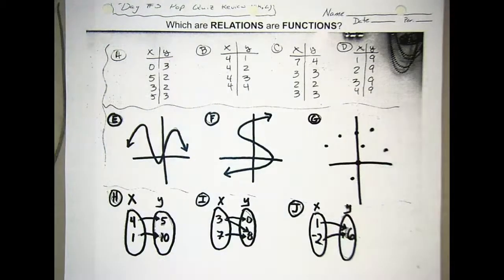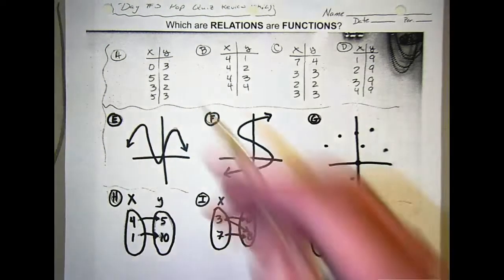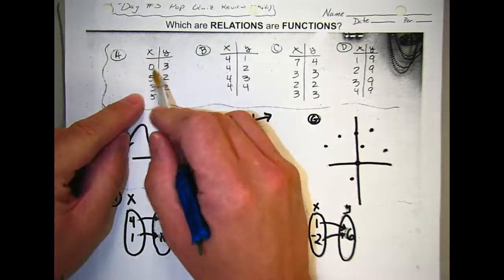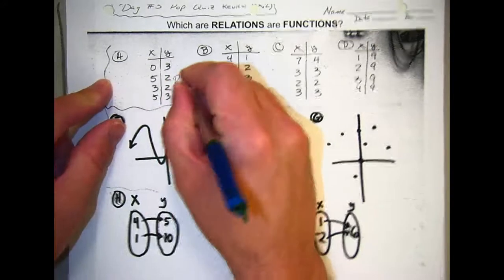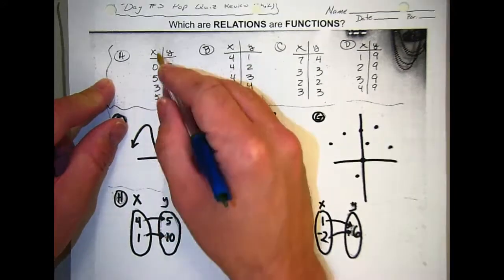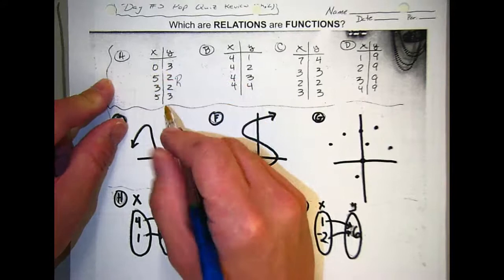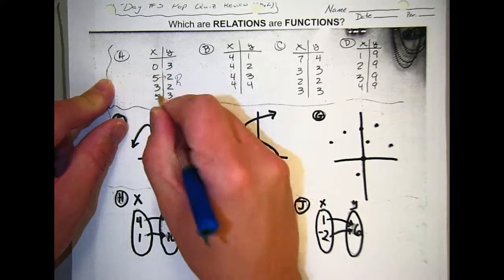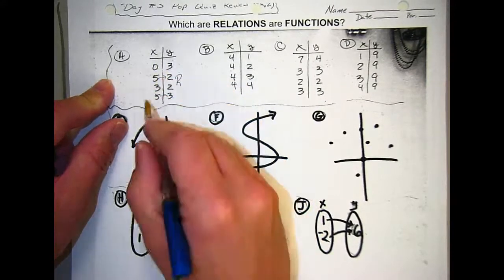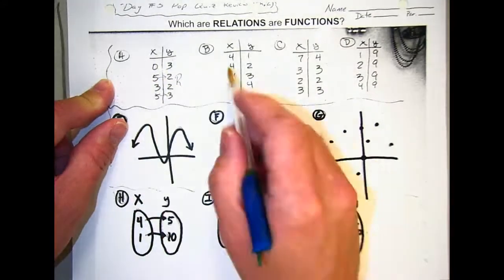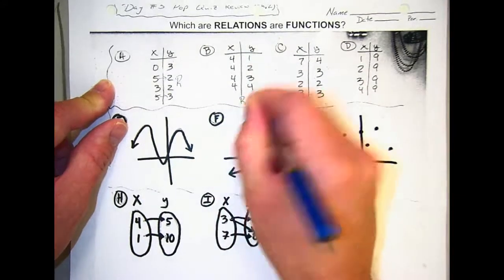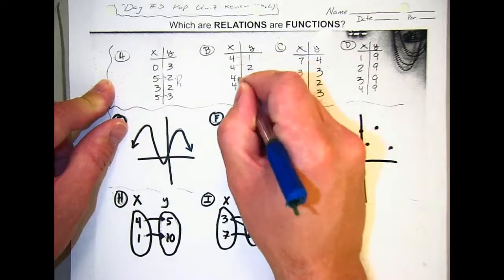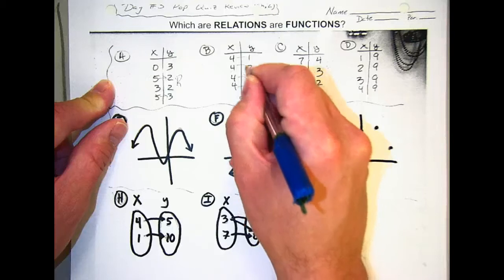Since most of you are done, let's check it out. Letter A, everyone, function or relation? Relation. It's only a relation, right? Because of what x value causes that? 5. 5 goes to both 2 and 3, and that can't be possible. Same x can't go to 2 different y's. Number 4, relation or function? Relation. We have the same x going to a lot of different y's. That's not good.